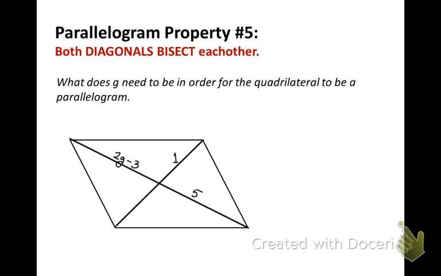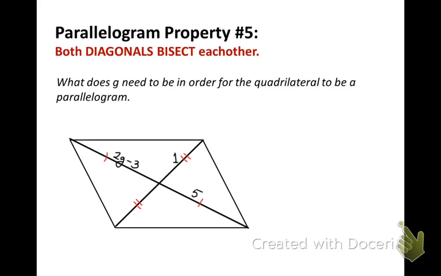Okay, so property number 5 says that both of the diagonals bisect each other. What does the word bisect mean again? Split it exactly in half. And I'm saying that about both of the diagonals. So in other words, this diagonal here is the same as its other side there, right? Also on this diagonal, I know that both of these guys should also be congruent, right? So if I want to find G, what am I going to set the 2G minus 3 equal to? Am I going to set it equal to 1, or am I going to set it equal to 5?